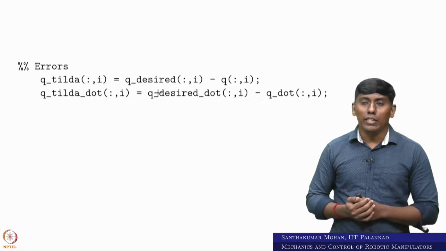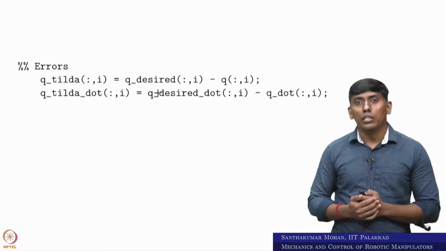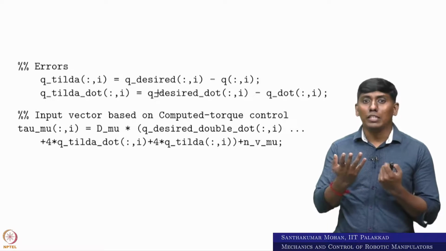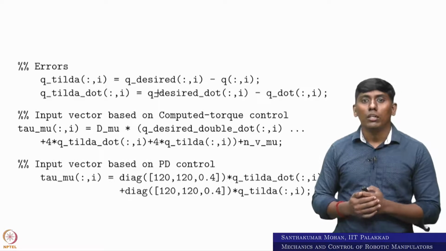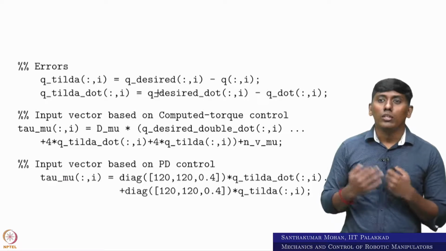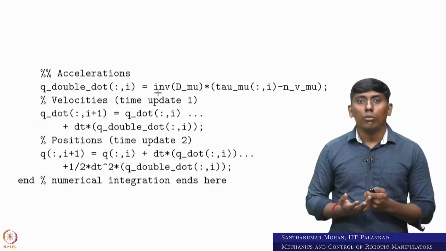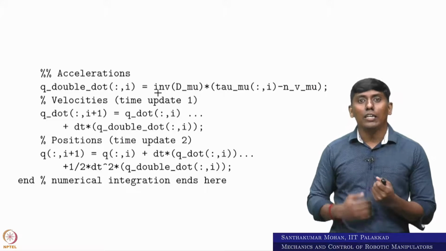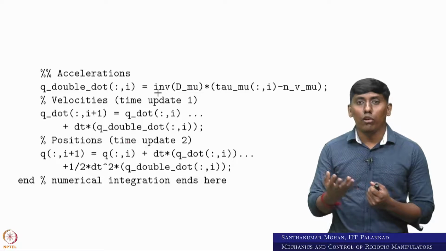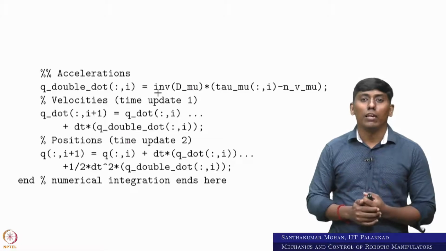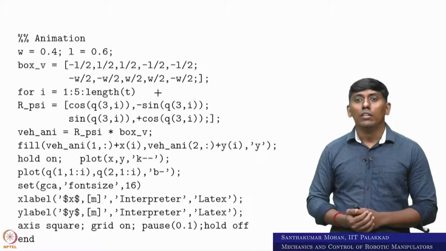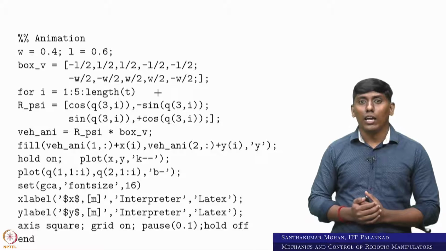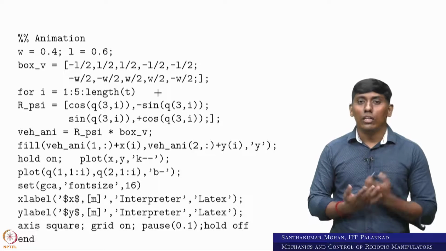Then we calculate the error, for position and velocity error. Then we go for the tau. It is a simple computed torque control, or we can go for velocity control, the same thing. Based on that we go for the system update, then calculate the acceleration, then the time update for the velocity, and the position update, which is the second velocity update. Then we can plot an animated view where the box is moving, because we have considered a rectangular box as the vehicle.